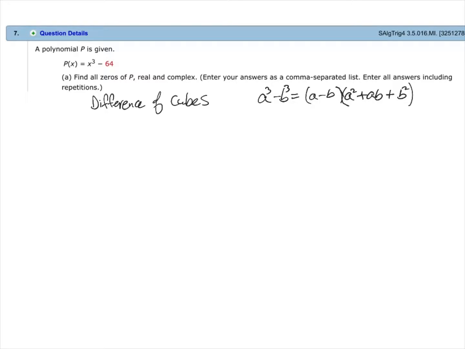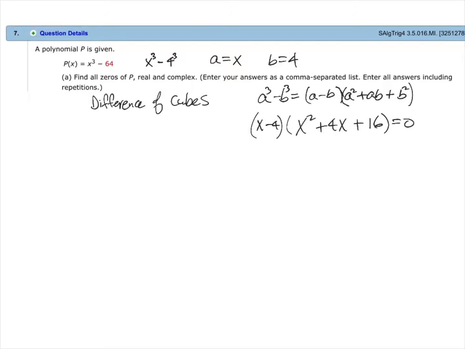So what we have to do is decide what is it that's being cubed. So we have x cubed minus 4 cubed to give us x cubed minus 64. So then, in this case, a would be x and b would be 4. So using this form then, we can factor x minus 4 times x squared plus 4x plus 16.